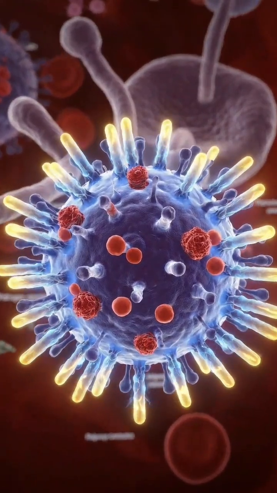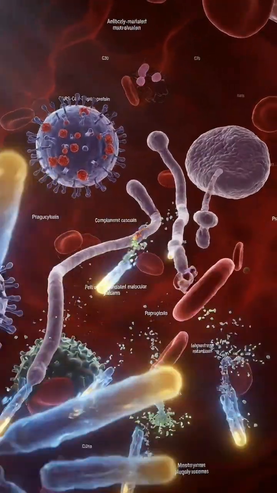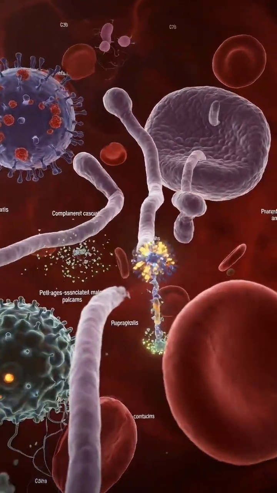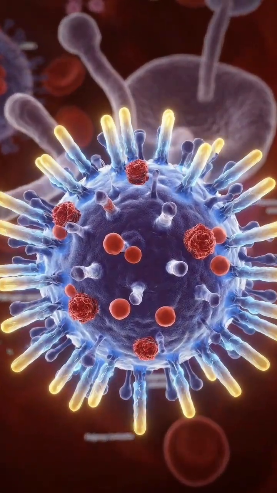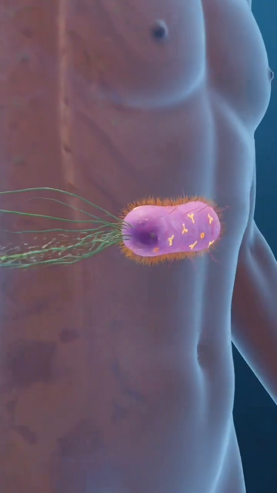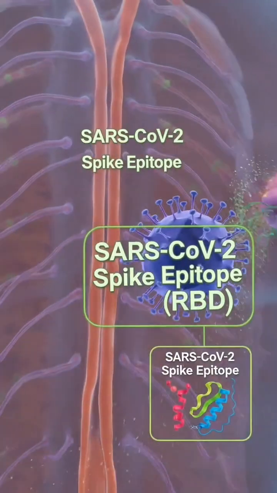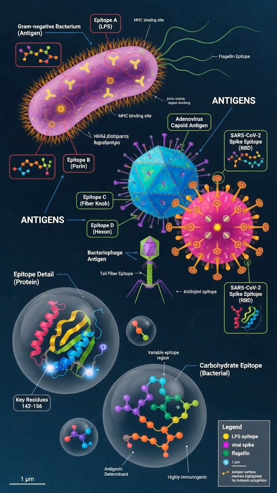antigen-antibody reaction. So in this tutorial, we are going to explore how the immune system identifies threats, produces antibodies, and destroys harmful organisms with incredible precision. So what is an antigen? Any substance that invades into your body.